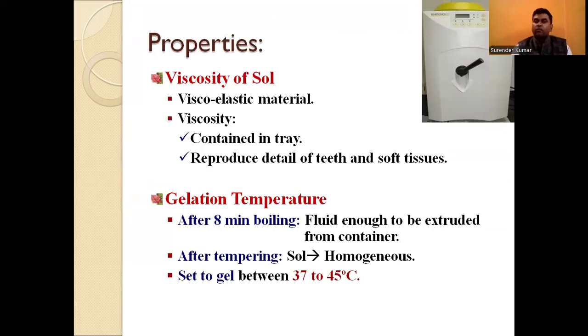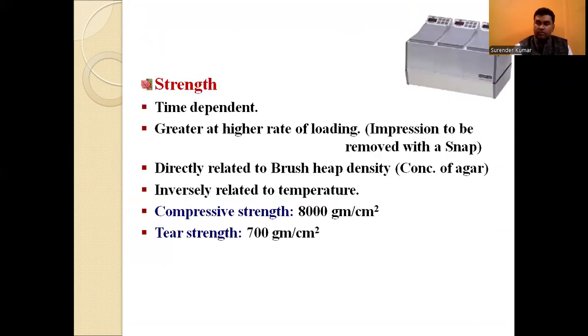Properties: viscosity of sol, that is, they are viscoelastic material. Viscosity is such that it is contained in the tray and reproduces the details of the teeth and soft tissue. Gelation temperature: after 8 minutes of boiling, they should be fluid enough to be extruded from the container. After tempering, the solution should be homogeneous and set to gel. They should set to the gel form between 37 to 45 degrees.